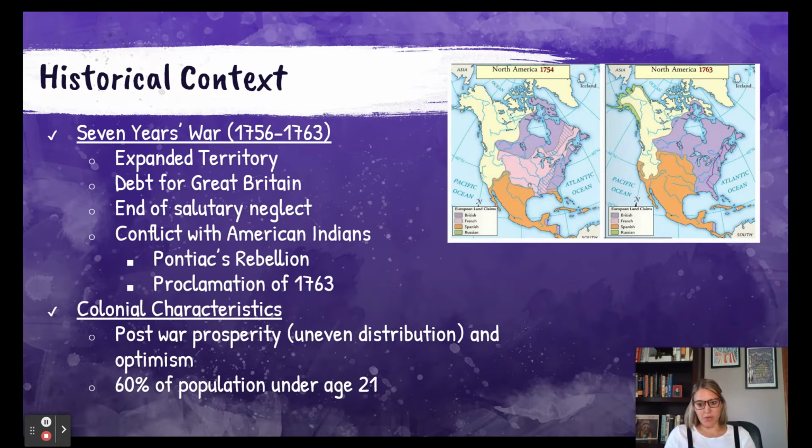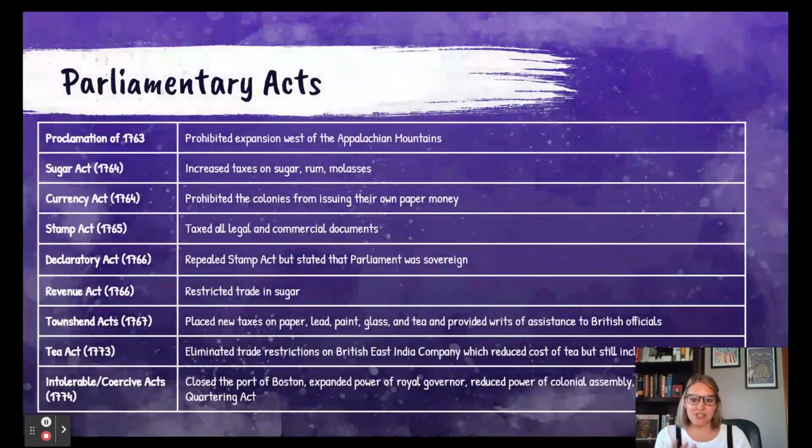You should also be familiar with some basic colonial characteristics. There is some post-war prosperity after the French and Indian War, and about 60% of the colonists were under age 21. This is really significant because you can think about how a young person might react to a revolutionary movement compared to someone who is more set in their ways, or more established in their business and less likely to take risks. So let's get into it.